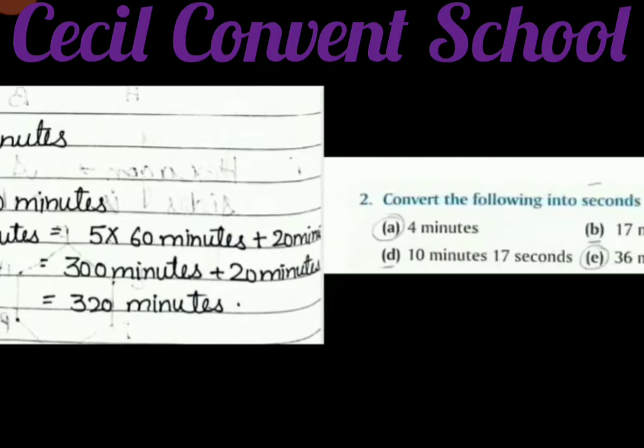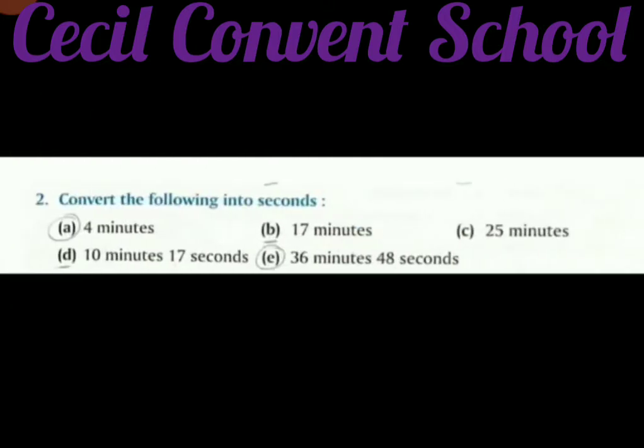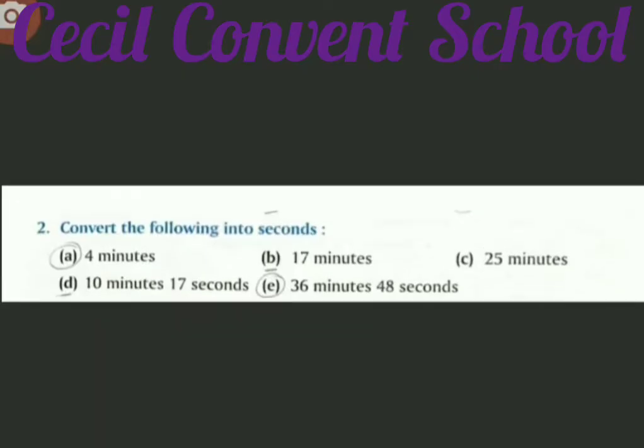Clear? Now we do question number 2. Question number 2 is convert the following into seconds. Clear? As you all know, 4 minutes you have to convert into seconds. So first of all you must know 1 minute is equal to dash seconds. So how much? 1 minute is equal to 60 seconds. So before starting question number 2, let me tell you one thing. You have to do B and D part in the homework. So B and D part is homework for you.